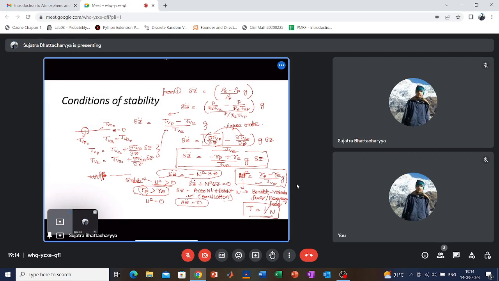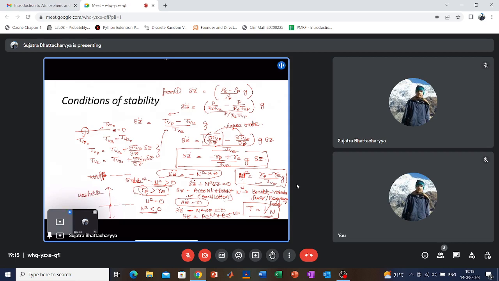Okay. Now, last thing is n square is less than 0. What will happen? We get minus n square delta Z equals 0. That means delta Z will be equal to a e to the power nt plus b e to the power minus nt. Two extremes. Either it will go up from this particular level, or it will go absolutely down from this particular level. This is the condition of unstable atmosphere.